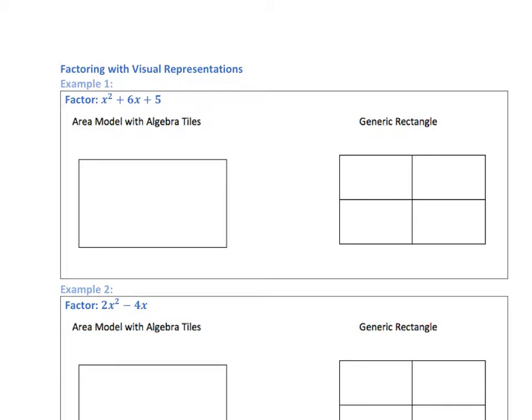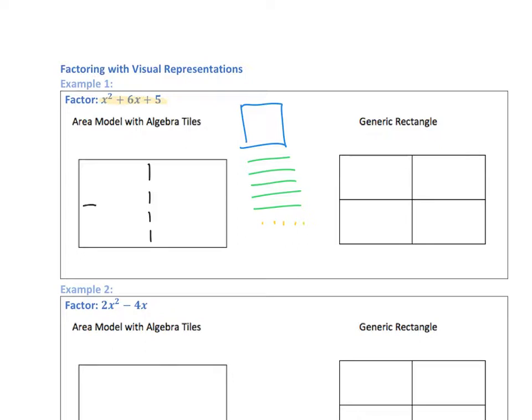All right, guys, I'm going to go over these area models so you understand them a little bit better. So I'm going to start with this one, with the x squared plus 6x plus 5. If we're thinking about this, we know we're going to need an x squared, 6 x's, and 5 singles.